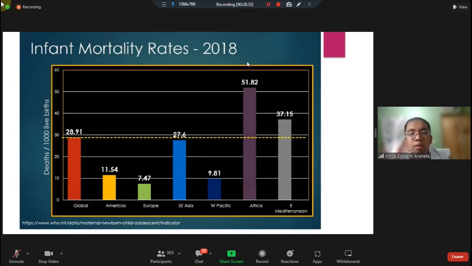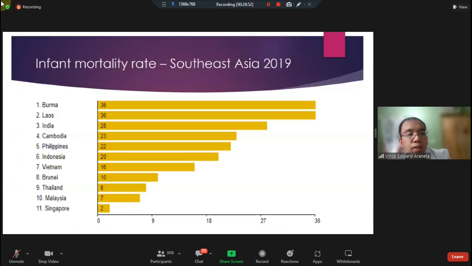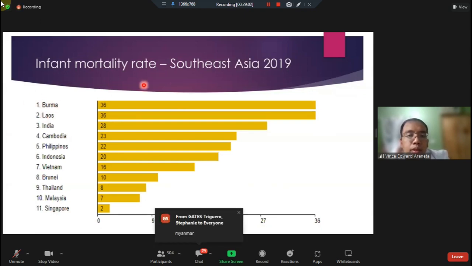You can chat your answers. Some would say Philippines, or which country in Southeast Asia? So actually, it's Burma, but it's an old name. What is the newer name for this one? Myanmar has the highest infant mortality rate, and that's 2019.